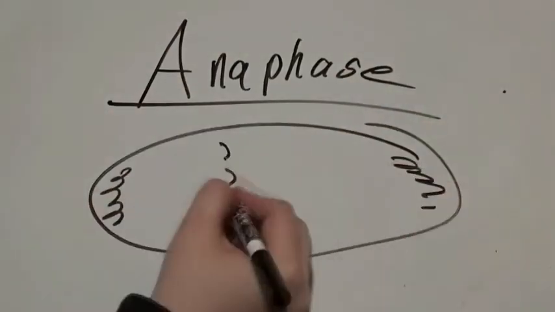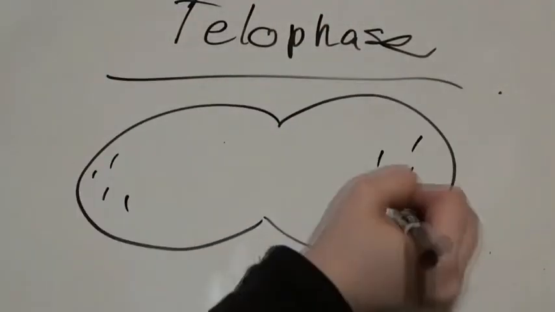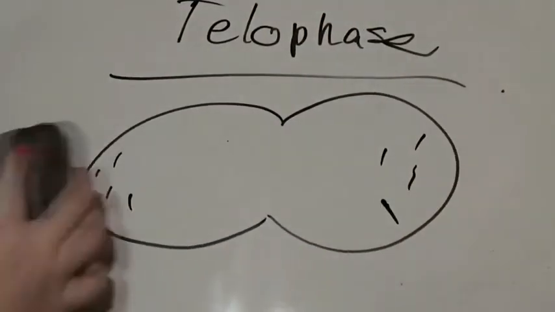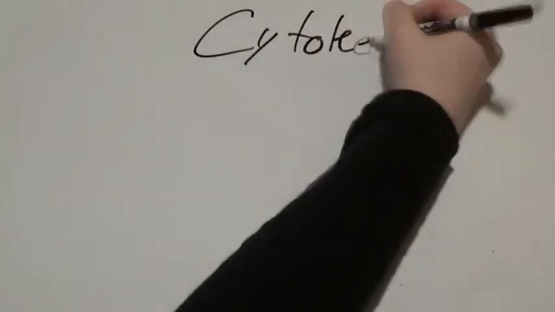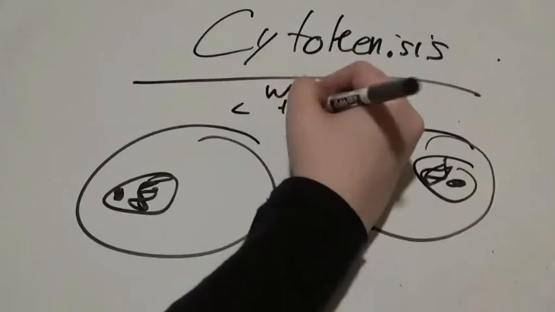In anaphase, we find that our chromatids are splitting back off into chromosomes. In telophase, the cell is about to start splitting. And in cytokinesis, our cells split into two cells again.